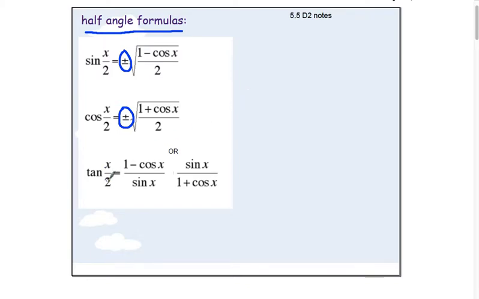Tangent x over 2 has two formulas you can choose from, one or the other. I believe on the unit circle sheet there might be an equal sign here, and that used to confuse people. They used to think they had to do both formulas and do a ratio equals a ratio. I would prefer to take out that equal sign and write in the word or, so that you just know it can be one or the other. You don't have to do both. So we're going to practice using these formulas today.